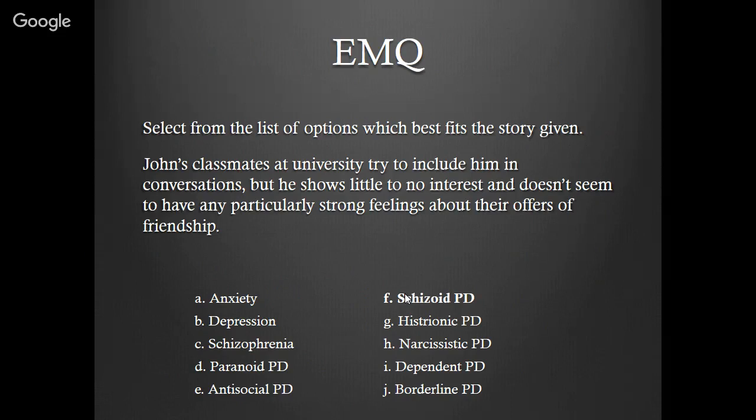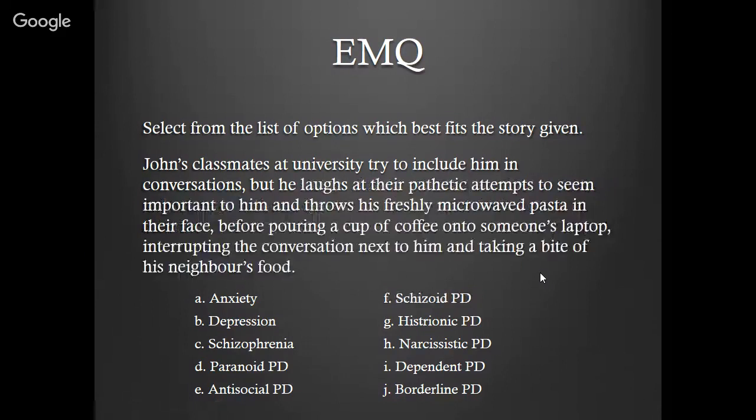It is F. So the key to this one is the fact that he has little to no interest and he doesn't seem to give a shit. That's basically it, yeah? And he's not having any delusions, so it's not going to be schizophrenia. And I think most of the rest don't really make sense for this situation. Yeah. So I like the name John, so I continue with that. So here's a different example. Feel free to call it out if you get it.